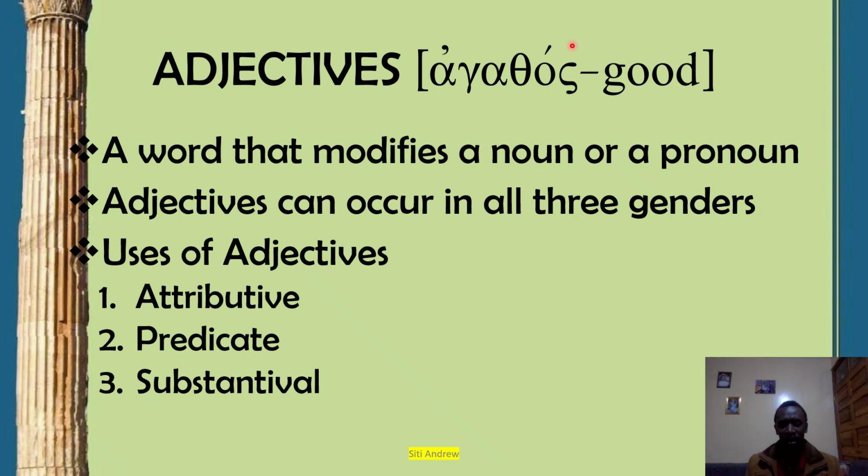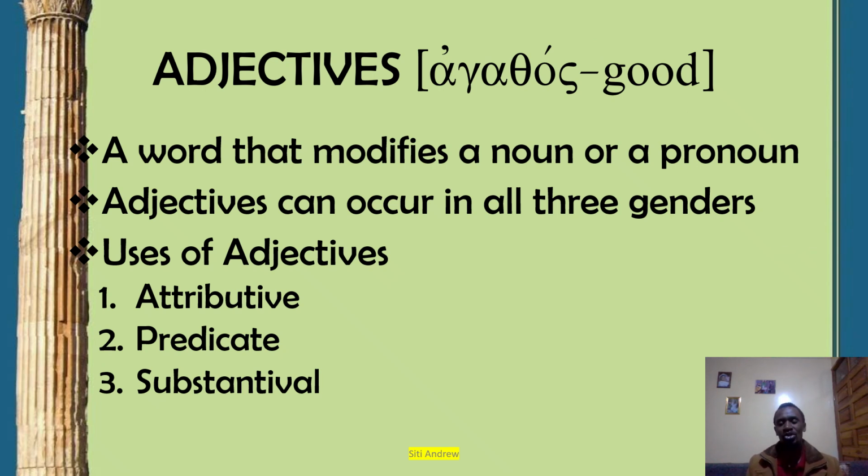But we also have what we call a predicate use of an adjective, something that we'll learn later. But also we have a substantive adjective. This functions as if it were a noun. So you have the adjective, but it simply functions as a noun.